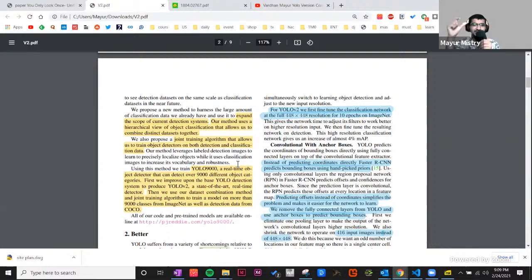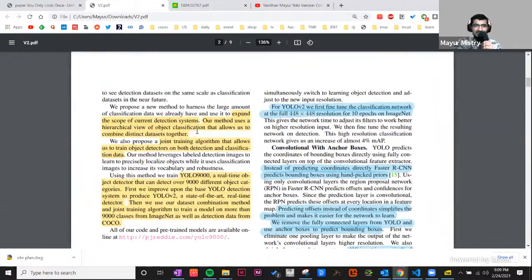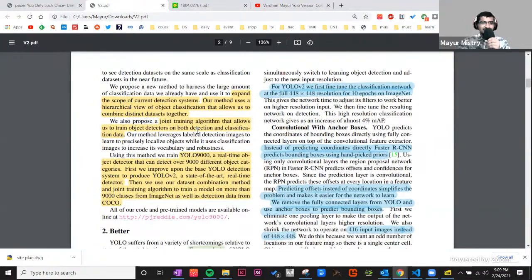So for joint training, for V1, they used a GoogLeNet pre-trained model, and they did some 20 epochs or something. I don't remember for the object detection. So when they say joint training, is it like training from scratch or?